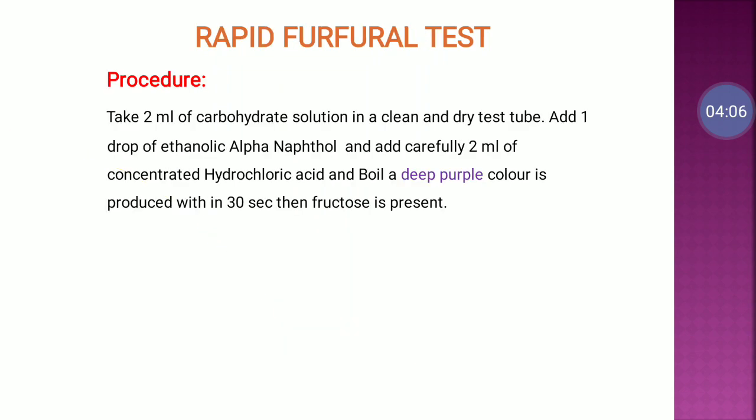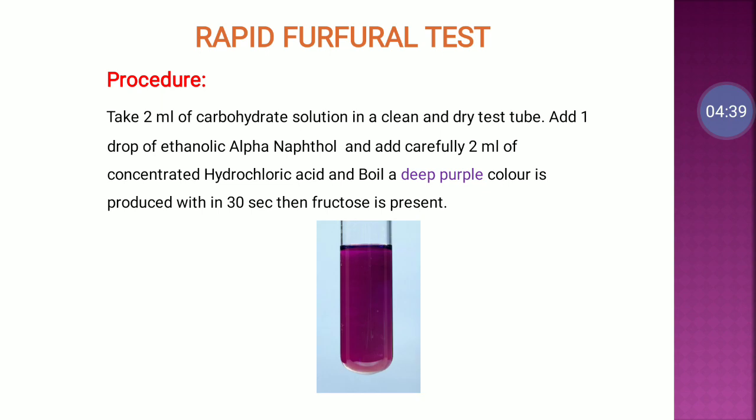Then next is the rapid furfural test. The rapid furfural test is done in this way. We will take 2 ml of carbohydrate solution in a clean dry test tube. To it we will add 1 drop of ethanolic alpha naphthol and we will carefully add 2 ml of concentrated sulfuric acid. We will boil it, and after boiling we will get a deep blue color after 30 seconds, which indicates that it contains fructose. So this color will be produced.